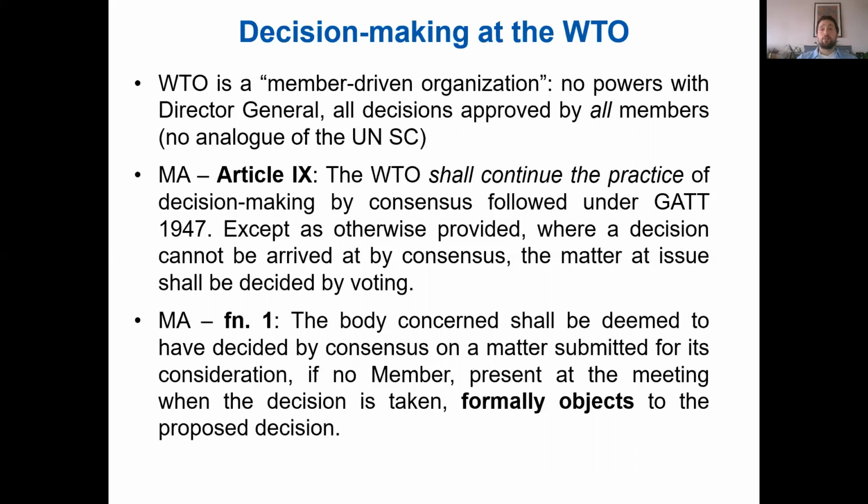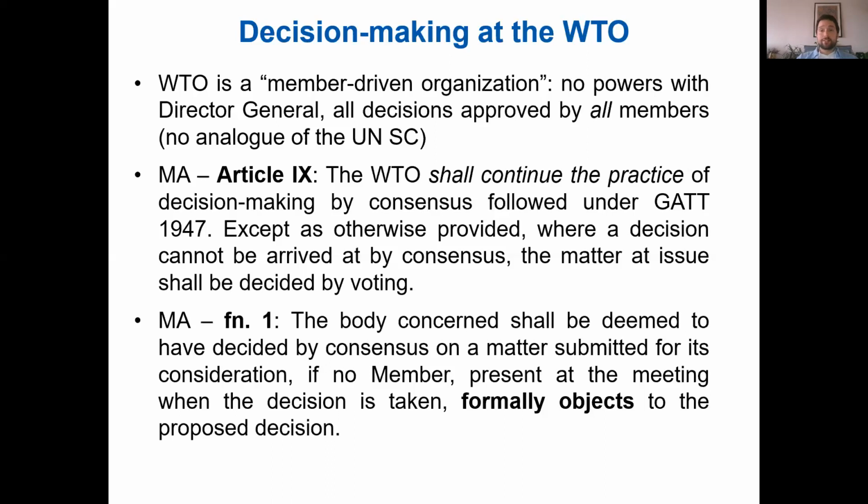However, we should be very careful in reading it and understanding it. Question number 1, how do we understand consensus? Consensus is not the situation when everyone agrees, and that is important. Let's see footnote 1 to this provision. Footnote 1 in the Marrakesh Agreement reads as follows. The body concerned shall be deemed to have decided by consensus on a matter submitted for its consideration if no member present at the meeting when the decision is taken formally objects to the proposed decision.